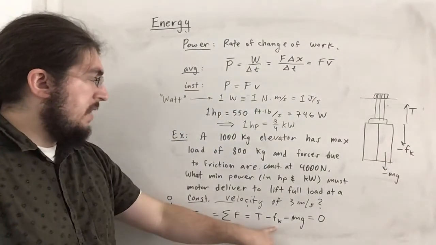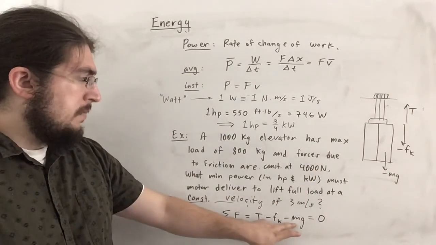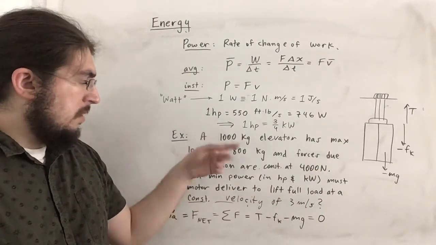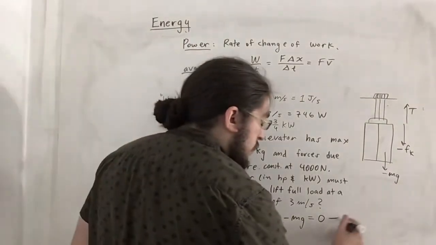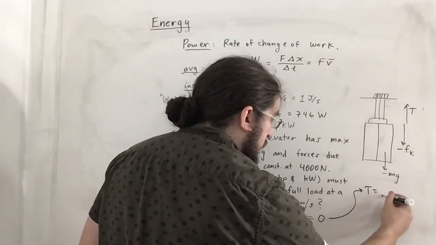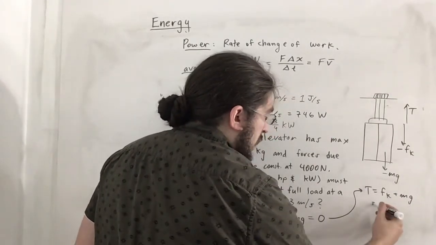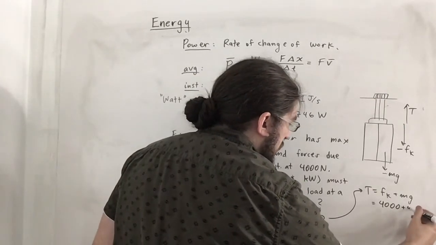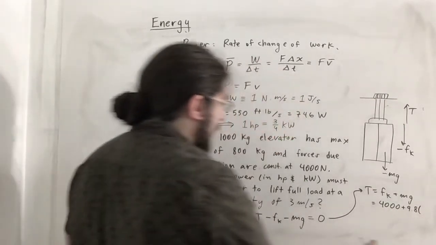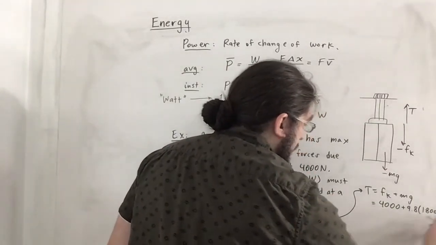So notice Fk is given to be our 4,000. Mg is given by gravity times our 1,800, which we'll figure out, and then we can solve for tension. In fact, let me just write over here. The tension is going to be Fk plus mg. So that's going to be 4,000 plus 9.8 times the mass. Kind of wrote it in reverse, but that's okay, which is 1,800.